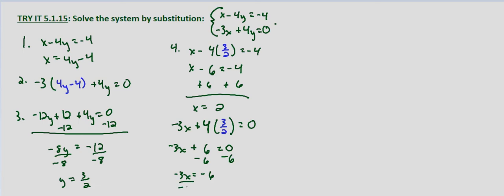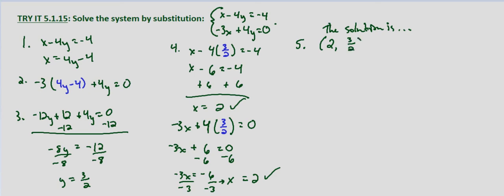Divide both sides by negative 3. And once again we get x equals 2. Negative 6 divided by negative 3. So that verifies with both equations that x equals 2 when y equals 3/2. And then we simply write this as an ordered pair. So our ordered pair for our solution is x equals 2, y equals 3/2.